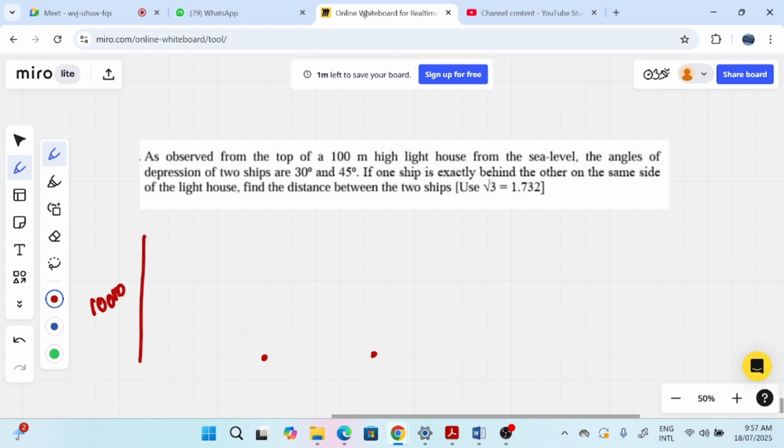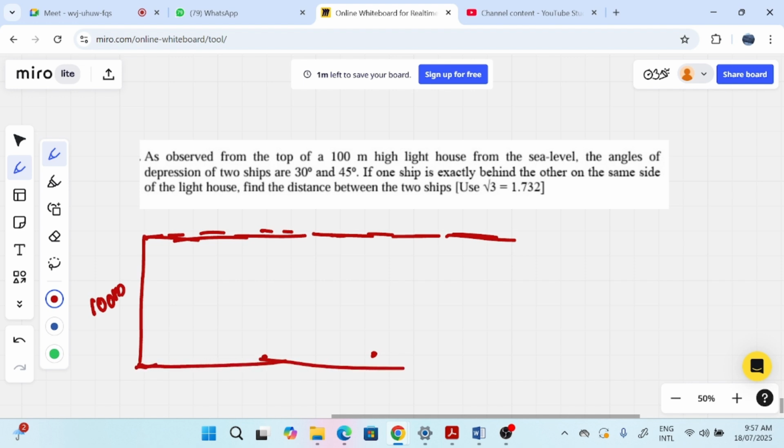But which is your line of sight? This is your line of sight, first one, right? I always told you, for depression, first you have to draw a straight line, and the lighthouse and the boat are on the same level, so it is a straight line. Now, from here, what are you doing? Two ships you are observing, correct? Yeah, but then there's the angle of depression, so we have to draw that hypotenuse.